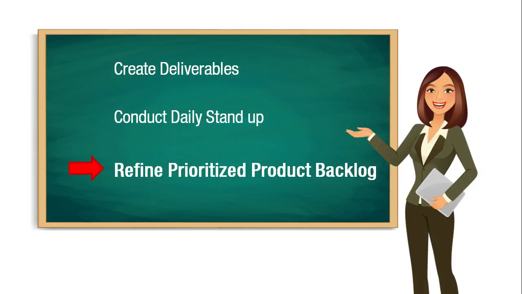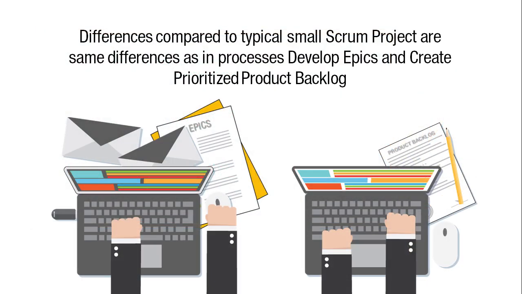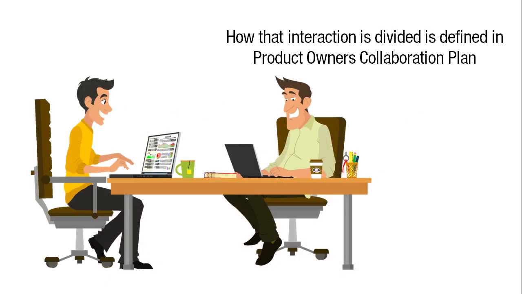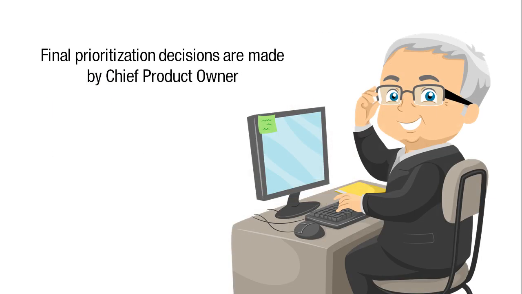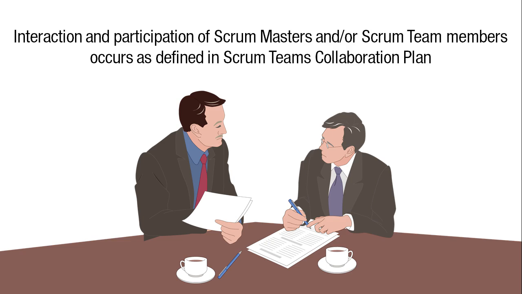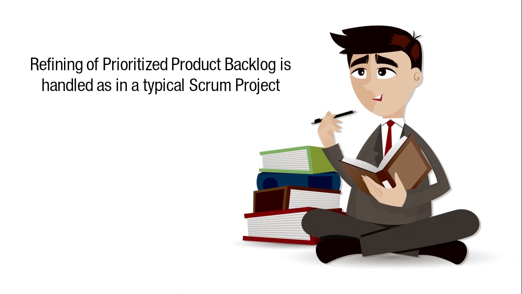Refine prioritized product backlog is the next topic. The differences compared to a typical small Scrum project are the same differences in the processes develop epics and create prioritized product backlog. Specifically, any product owner interaction with the customer and other business stakeholders is handled by the chief product owner and/or the multiple product owners rather than a single product owner. How that interaction is divided is defined in the product owner's collaboration plan. Additionally, final prioritization decisions are made by the chief product owner. Any interaction with and participation of Scrum Masters and/or Scrum team members occurs as defined in the Scrum Master's collaboration plan. Otherwise, the refining of the prioritized product backlog is handled as in a typical Scrum project.